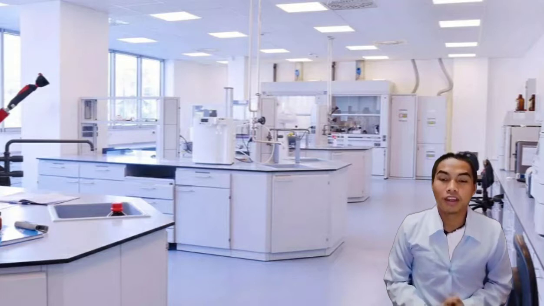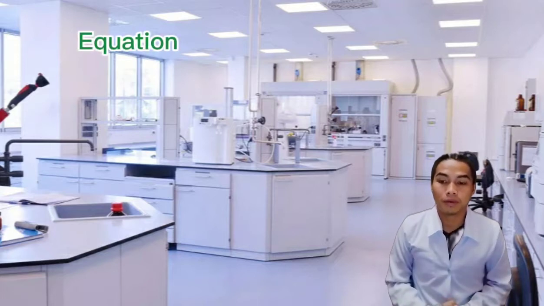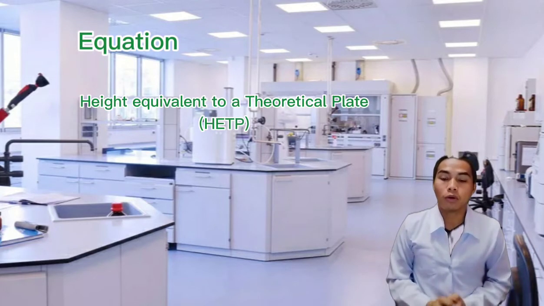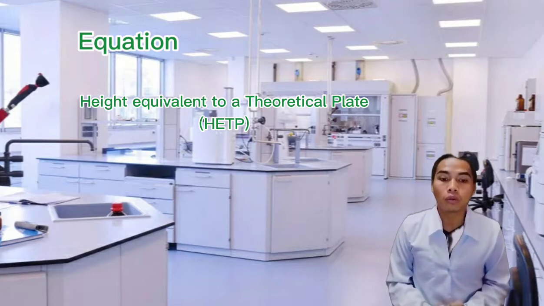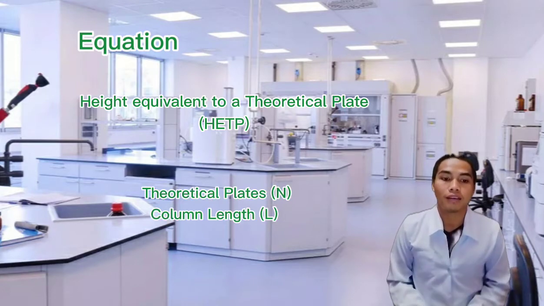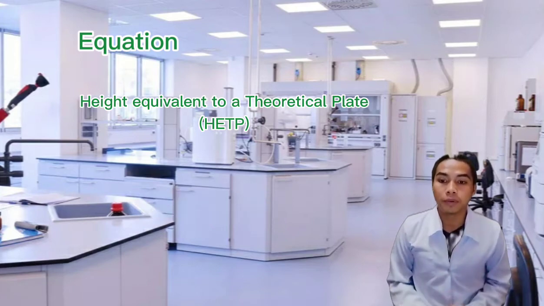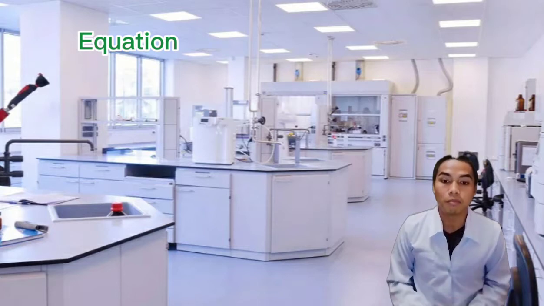Now let's go on to the equation of gas chromatography. The height equivalent to a theoretical plate, or HETP, is used to calculate the flow rate by using the total number of theoretical plates and column length. Some applications of the HETP concept are used in industrial practice to convert the number of theoretical plates to packing height.